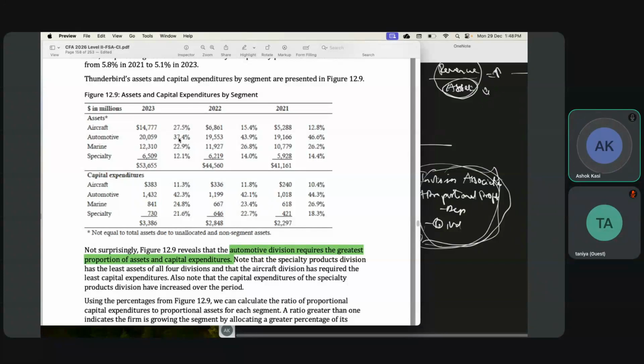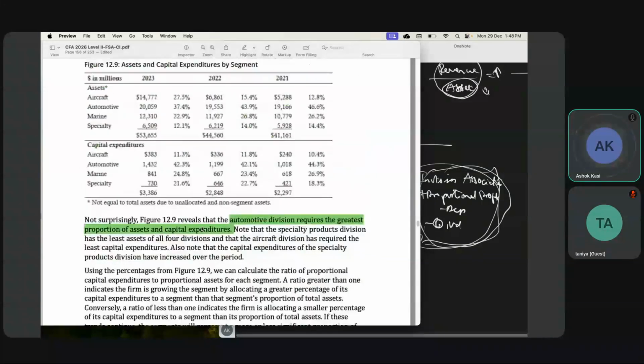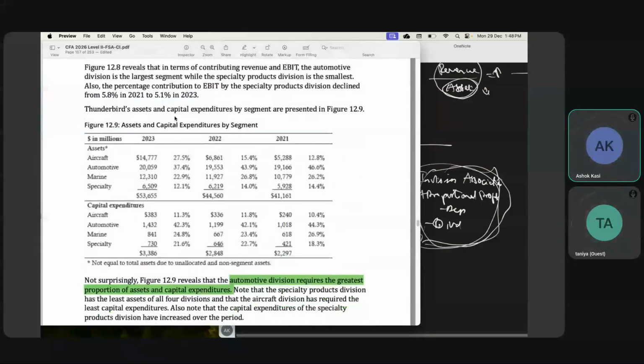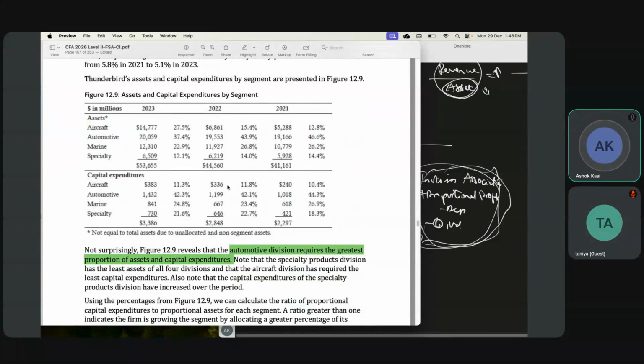Automotive, right? So that is over here. See, 37%, 37.4. Assets and capital expenditure also 42.3. That is the reason. Understood this one? So out of all the capital expenditures, maximum money is going towards automotive. Okay. And it was not doing very well, right? Automotive sales was also coming down, I think 47 to 46. Aircraft is doing well, but aircraft capital expenditure is not increasing. Okay, yeah.